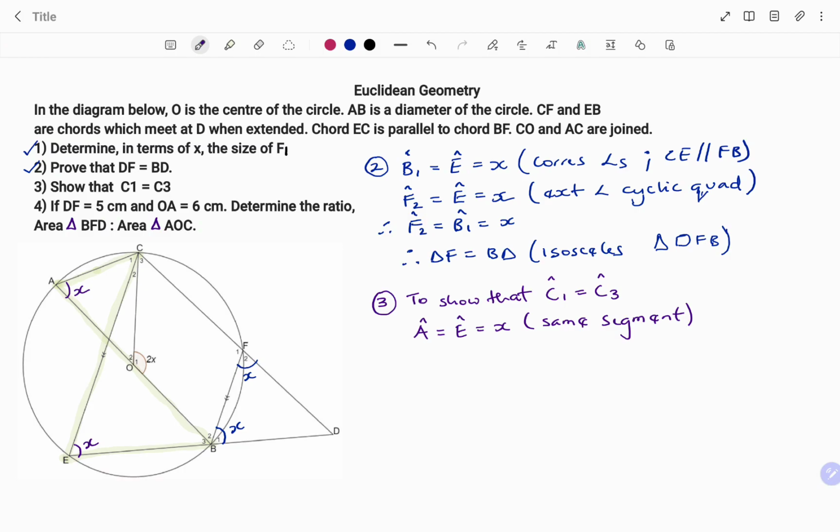Also, note that the line OA is equal to the line OC, and they are both radii. I'm going to highlight that. So I have line OC is equal to the line OA, radii of the circle. So therefore, the base angles of the triangle OAC are going to be the same because that's an isosceles triangle. So we have, therefore, angle A is equal to C1 plus C2, and that equals x, and that's isosceles triangle OAC.